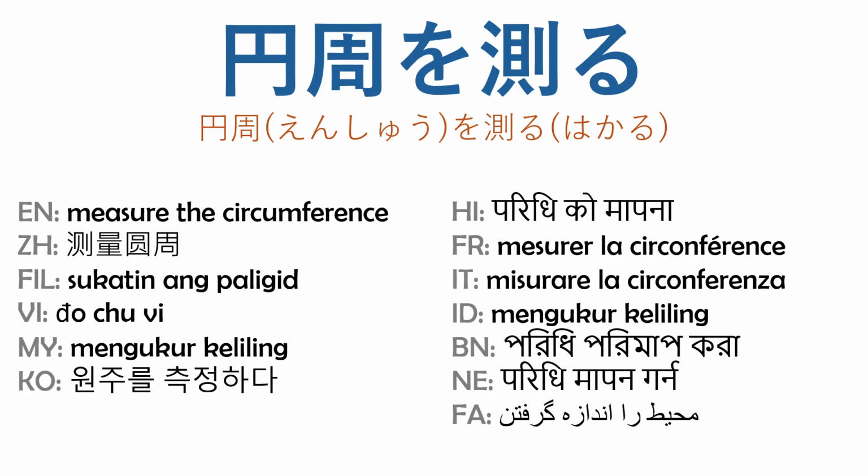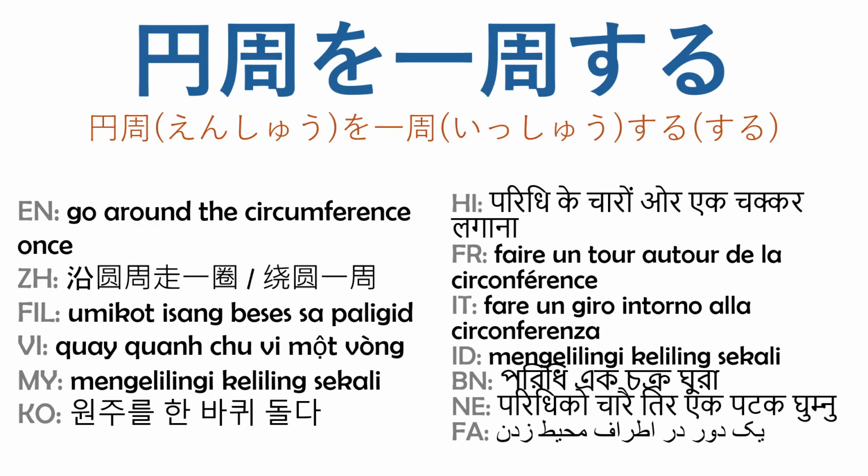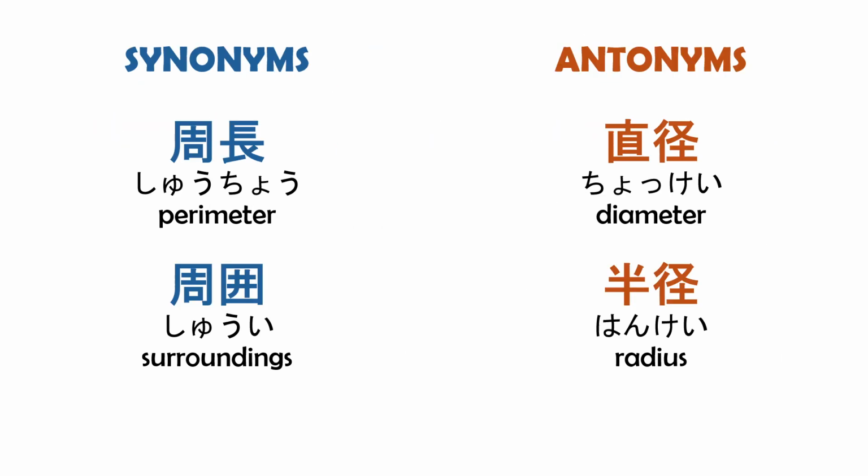Be located on the circumference, on the circle. 円周上にある. Go around the circumference once. 円周を一周する. The most common synonyms of the 円周 are 周長 and 周囲.